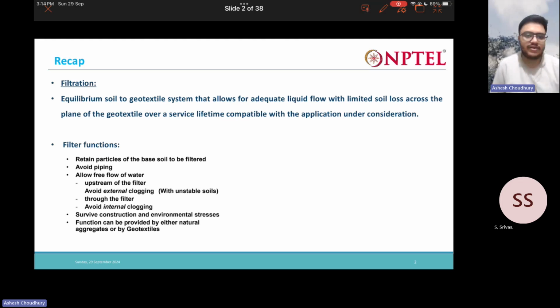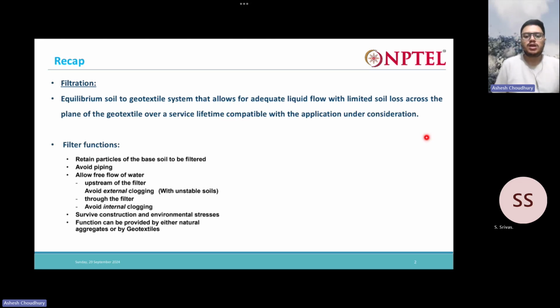So what is filtration? Okay, so as I said, we'll be actually dealing with the two basic properties of geosynthetics that we already discussed previously also. So those two properties are filtration and drainage. So first we will be solving some problems from filtration, and after that we will be solving for drainage. Okay.